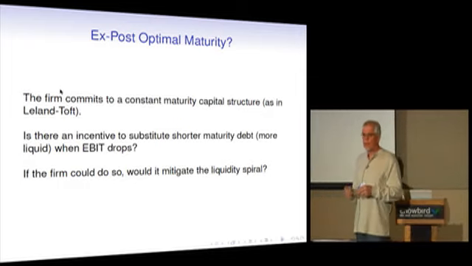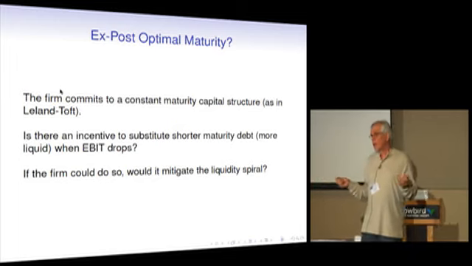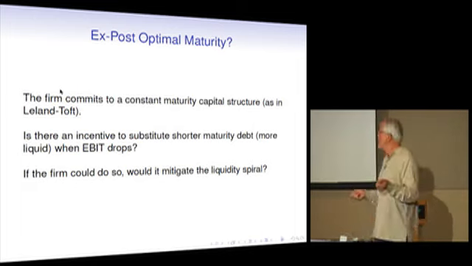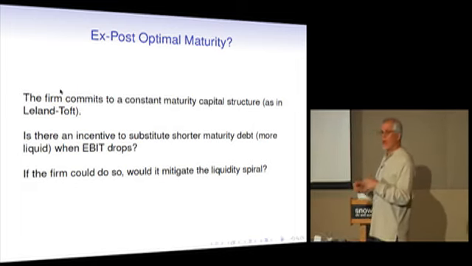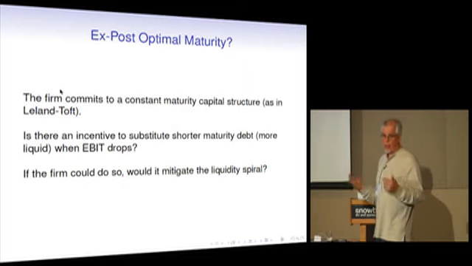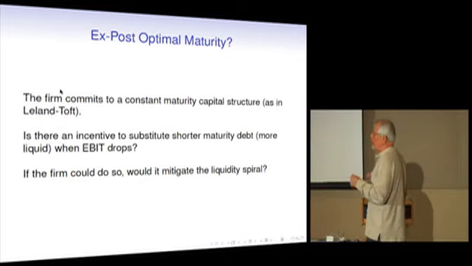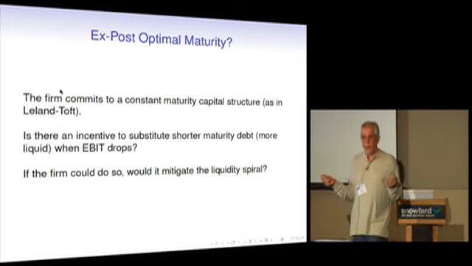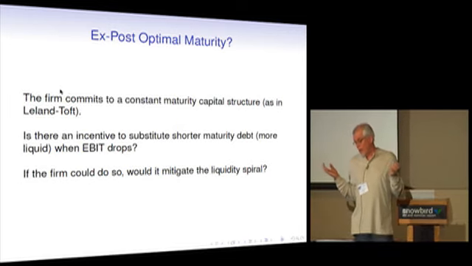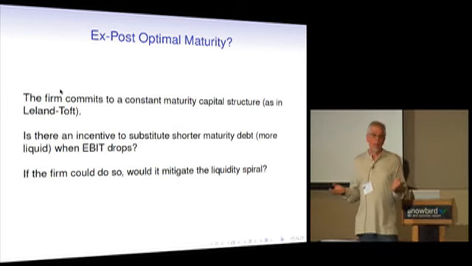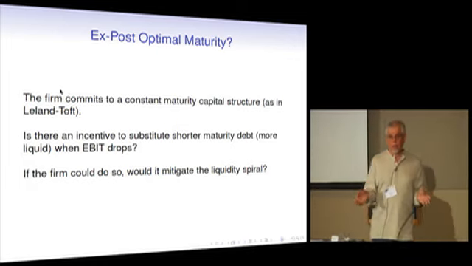Now that's probably fine for Leland and Toft's purpose, but I'm not sure it's a reasonable assumption here, right? The problem is the commitment. And so this paper shows that when you get near default, the illiquidity problem in the secondary market becomes larger. But it also shows that the illiquidity problem can be ameliorated by issuing shorter term debt. So it seems very plausible that it's going to be ex post optimal to shorten your maturity structure as you approach distress, right?